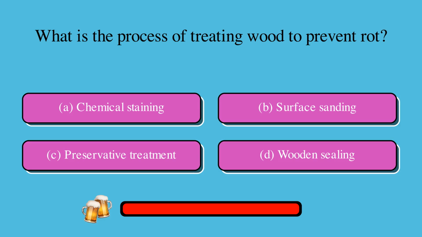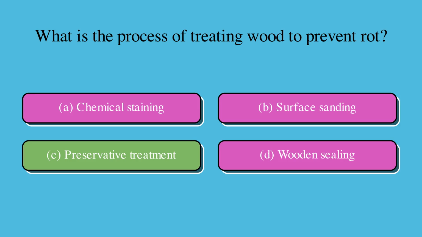What is the process of treating wood to prevent rot? Is it A, chemical staining, B, surface sanding, C, preservative treatment, or D, wooden sealing? The correct answer is C, preservative treatment.